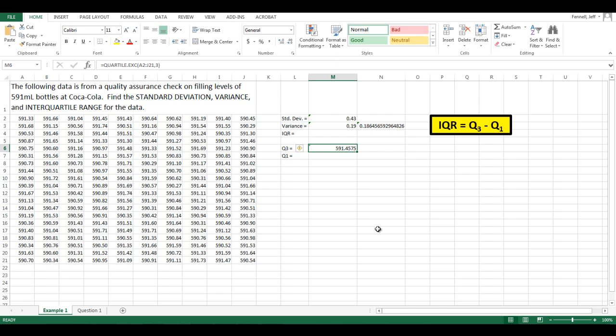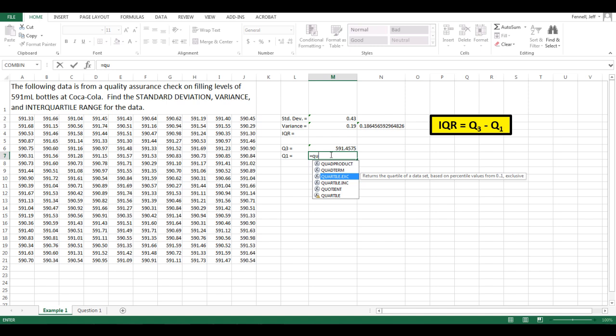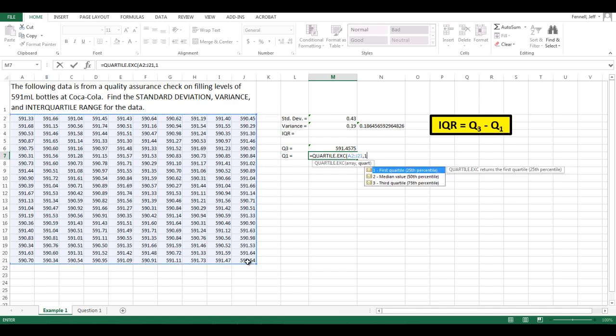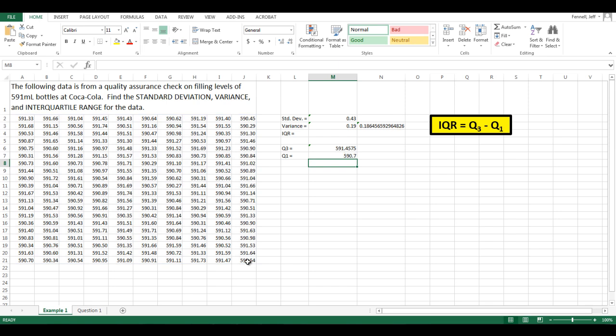Hit enter. Similarly, I use the exact same function to find the first quartile, quartile.exc. Highlight all of the data. Second argument now is the first quartile. And to find my interquartile range, I will simply do a subtraction, Q3, or my cell where I calculated Q3, minus my cell where I calculated Q1. Hit enter. And to 2 decimal places, we get an interquartile range of 0.76.